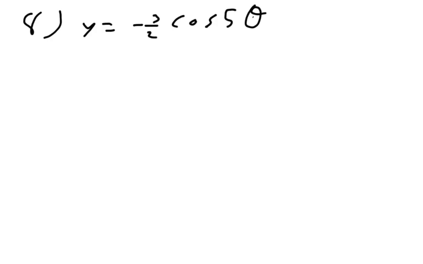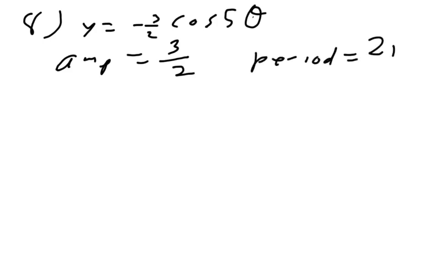Alright, so in this one they're asking for the amplitude and the period first because they change. The amplitude is equal to the absolute value of the number in front, which in this case is 3 halves. And the period is equal to 2 pi over k, which in this case is 2 pi over 5.